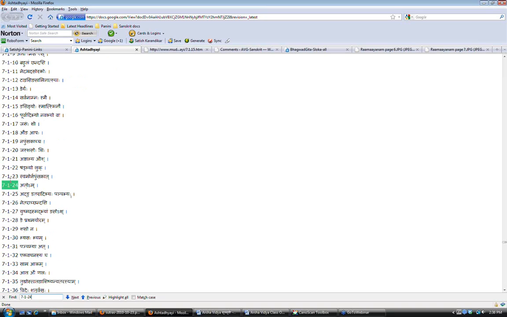There is a sutram, 7.1.23, which says Svamornapumsakat. It's not in today's document because we're going to be using 7.1.24, which is an apavada for 7.1.23. 7.1.23 should always be remembered. The moment you have a neuter Pratipadikam, immediately think of Svamornapumsakat.